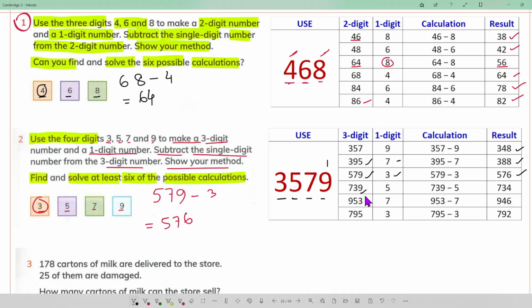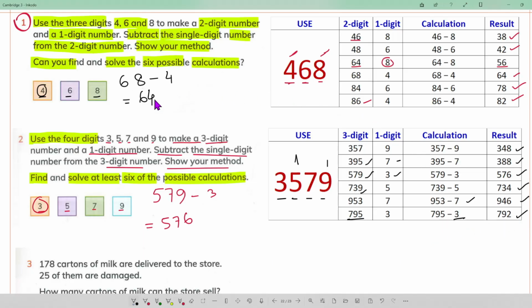We take 739, so we will subtract 5. 739 minus 5 will be 734. 953 minus 7 is 946. And finally 795 minus 3 will be 792.